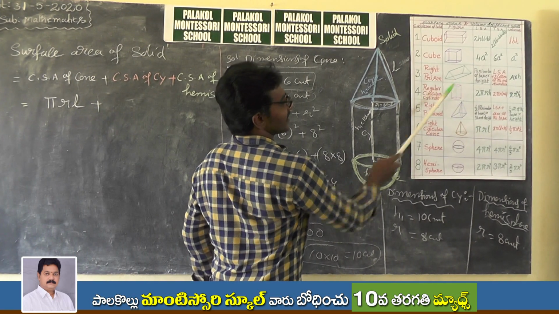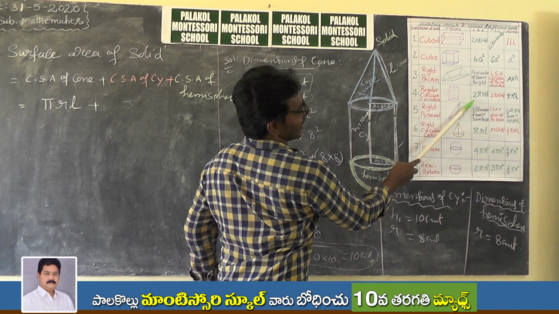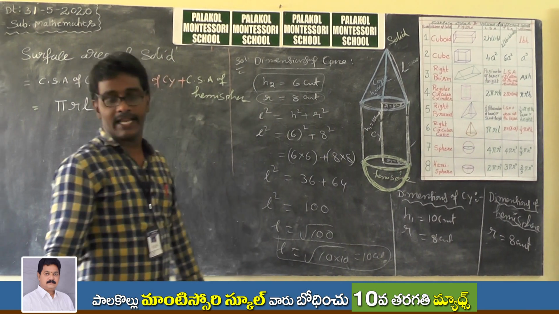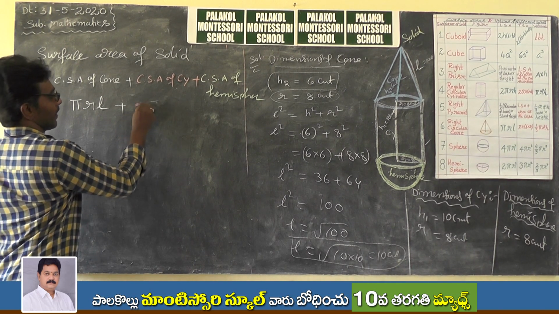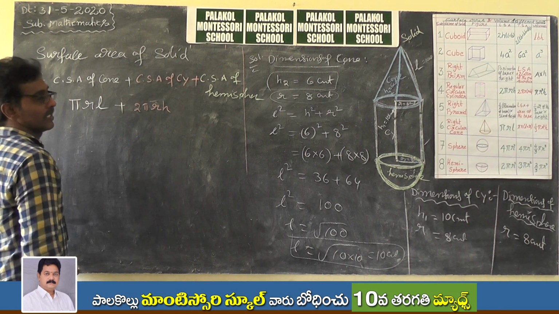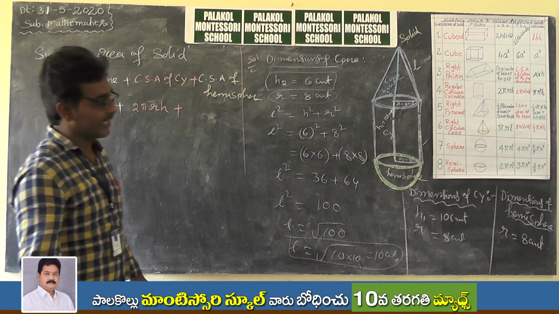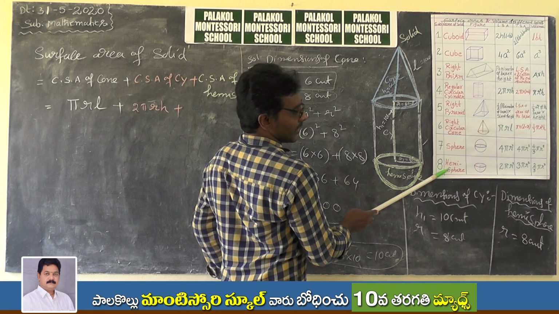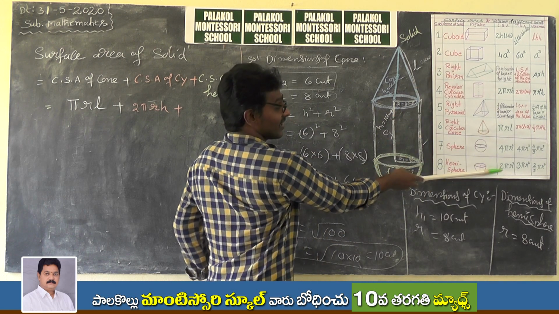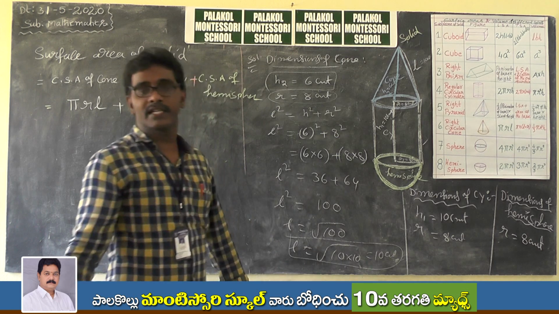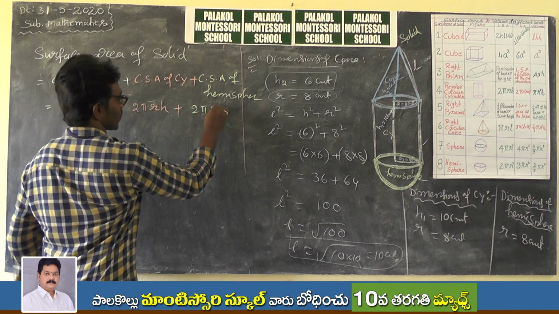See, the curved surface area of the cylinder. This is a cylinder, curved surface area: 2 pi r h, plus the curved surface area of the hemisphere. Check it, the last one. Hemisphere, curved surface area and total surface area are the same. That's 2 pi r, so 2 pi r square.